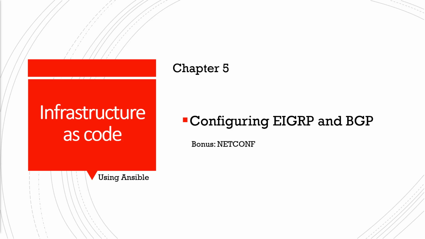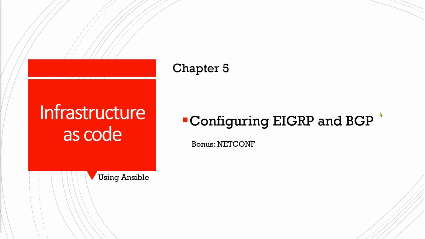In our last video, we are going to complete our infrastructure as code project by configuring EIGRP and BGP to give the routers and the PCs complete connectivity with each other. And at the very end, I want to show just a little example with using NETCONF as the transport protocol. So far, we've been using the CLI-based method, but you can also use other methods such as NETCONF, and I'll show a quick example of that.